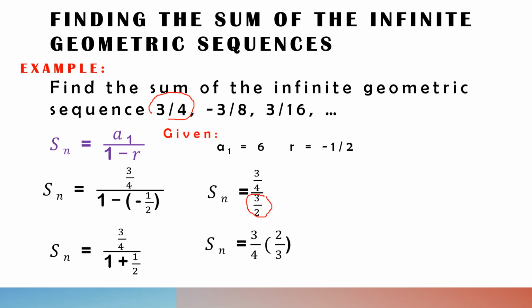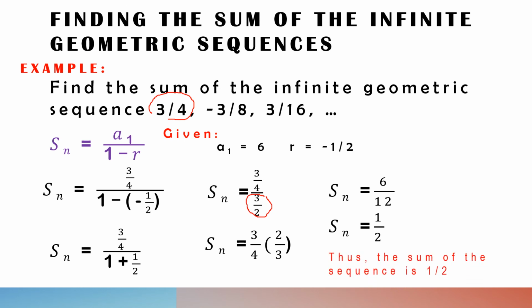So this turns out to be 3/4 times 2/3. So 3 times 2 is equal to 6, while 4 times 3 is equal to 12. So S sub n is 6 over 12, or simply 1/2. Therefore, if we add all the fractions here in alternating sign, the totality of everything is just equal to 1/2. So the sum of the sequence is 1/2.